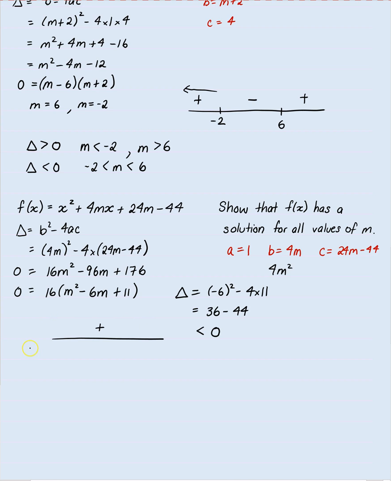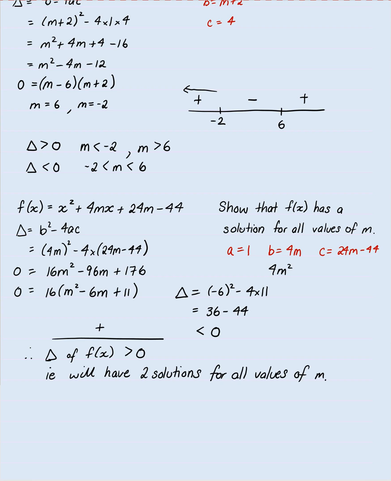So the discriminant of f of x, we have just shown, will always be greater than 0. Therefore, no matter what values for m we put in, you will always have two solutions. Hope that made sense. That's probably the hardest, well, not hard in an algebra sense, but just hard to understand. Hope that makes sense to you. So we'll just finish that off by saying, because the discriminant will be greater than 0, it will have two solutions for all values of m.